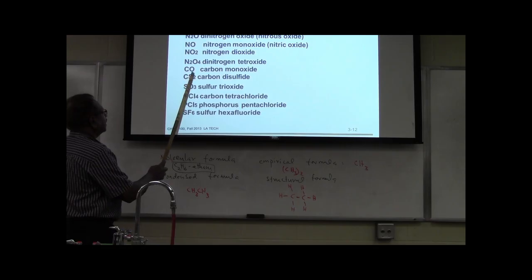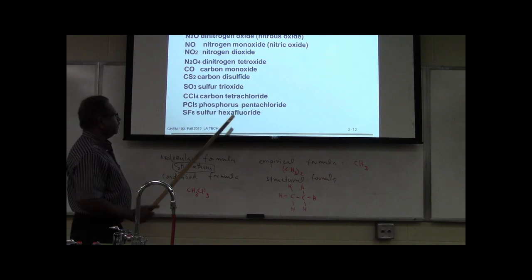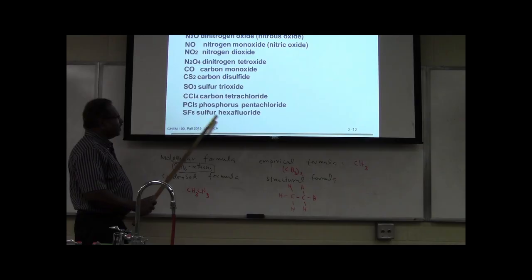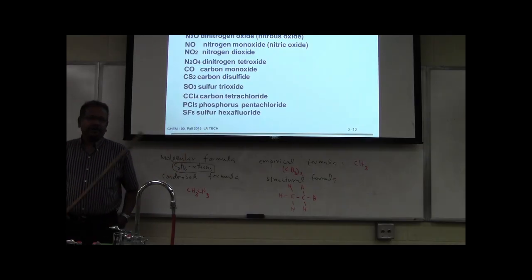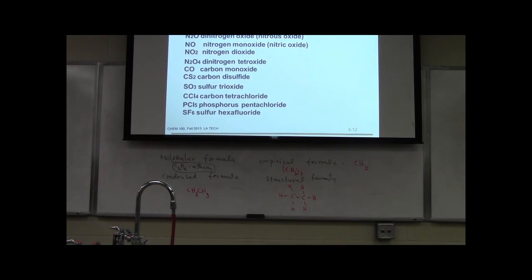Dinitrogen tetroxide, carbon monoxide, carbon disulfide, sulfur trioxide, carbon tetrachloride, phosphorus pentoxide, pentachloride, sulfur hexafluoride. All right? See, we use prefixes. Not for the first element if it is 1, you just ignore it. Just say the name of it.